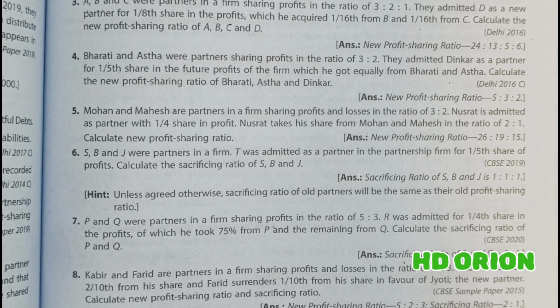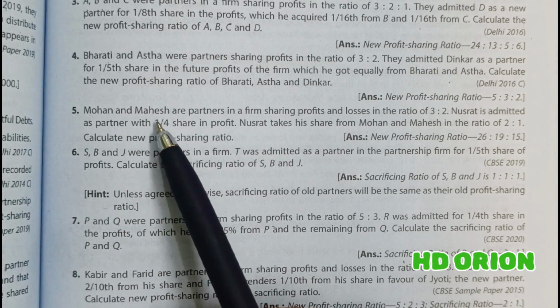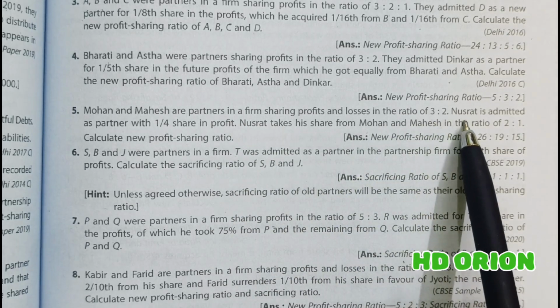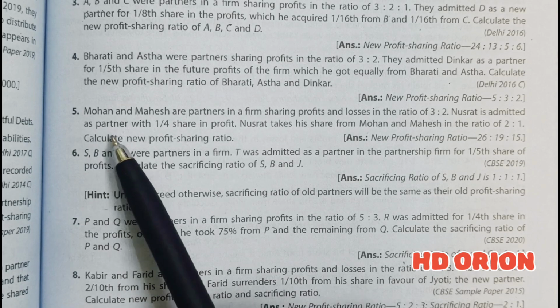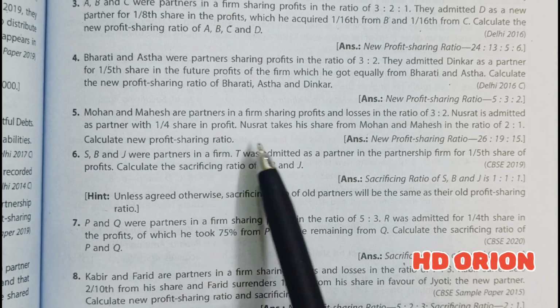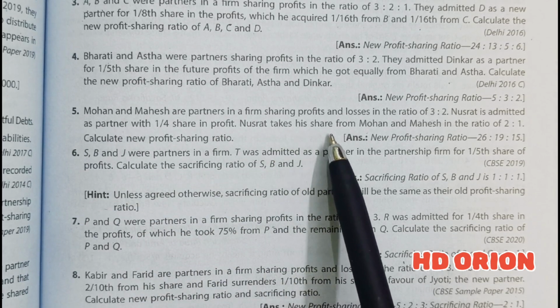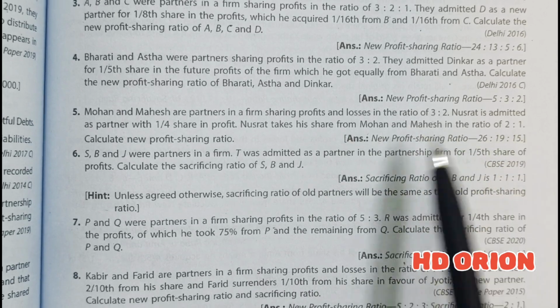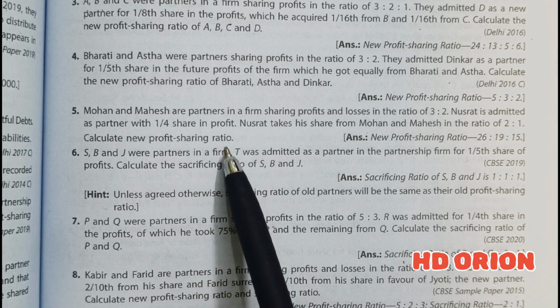Now let us see question number 5. Mohan and Mahesh are partners in a firm sharing profits and losses in the ratio of 3:2. Nusrat is admitted as a partner with 1/4 share in profit. Nusrat takes his share from Mohan and Mahesh in the ratio 2:1. Calculate new profit sharing ratio.